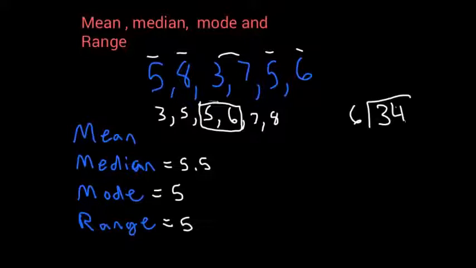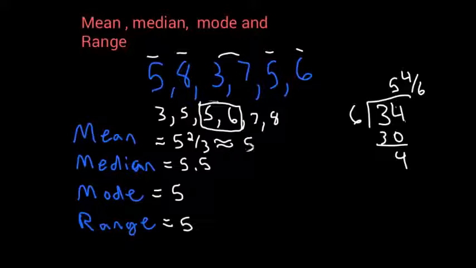So 6 goes into 34 5 times, which is 30. Subtract, I get 4. So that'd be 5 and 4/6. You could keep dividing and get a decimal, but that's really not necessary if you know that 4/6 reduces to 2/3. So that'd be 5 and 2/3. And 2/3 would be about 5 and 6/10 repeating, or 5 and 7/10.